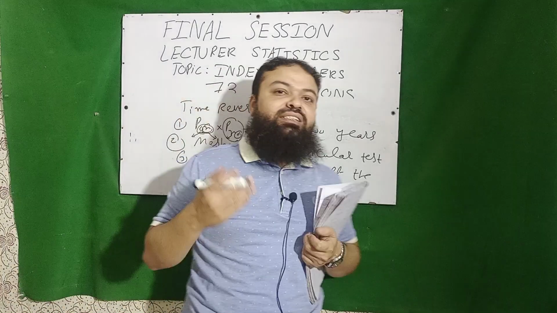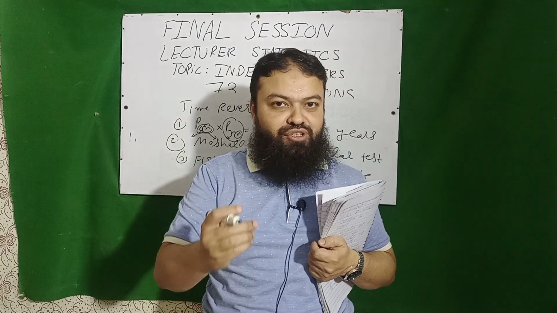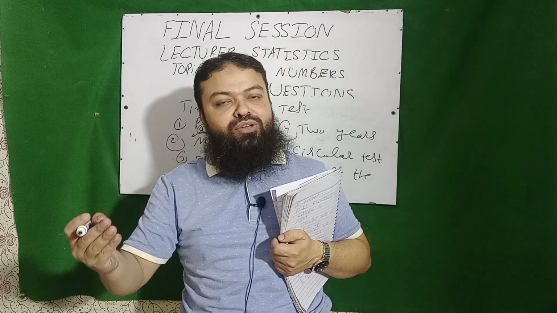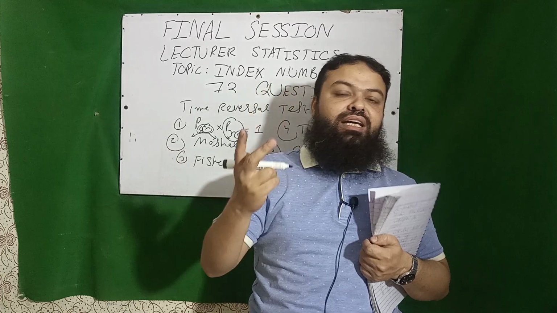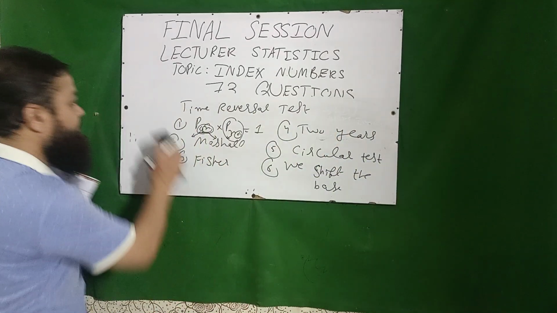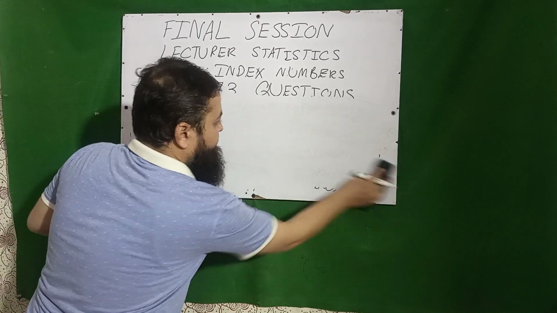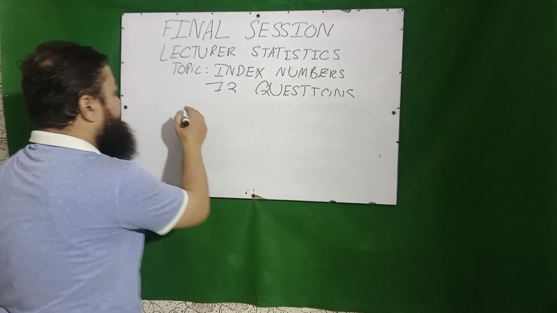What did you learn? Time reversal is satisfied by Marshall as well as Fisher. Its equation is P naught n multiplied by P n naught is equal to 1. In that test, we use 2 years only, and in that test, we shift the bases only. A very important question. Now, factor reversal test.